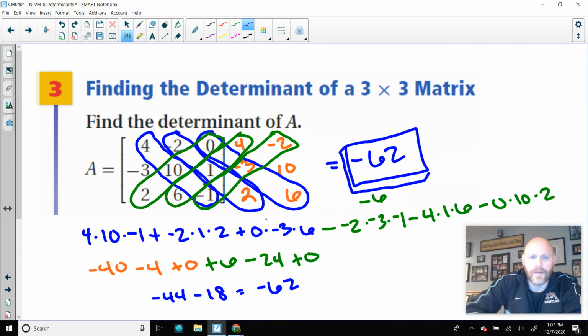All right. So the diagonals going from left to right, we added together. The diagonals going from right to left, we subtracted. So make sure you use your integer rules correctly and subtract correctly. And our answer is -62. Let's go ahead and look at the next one.